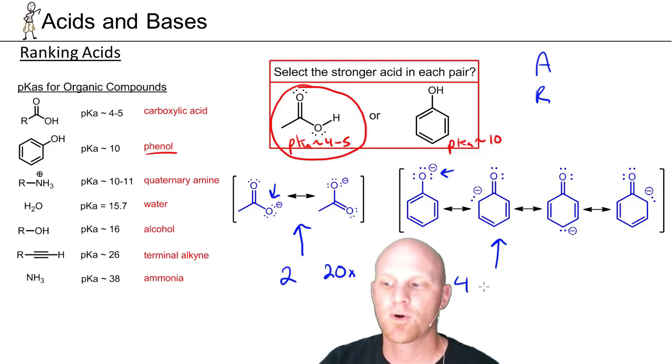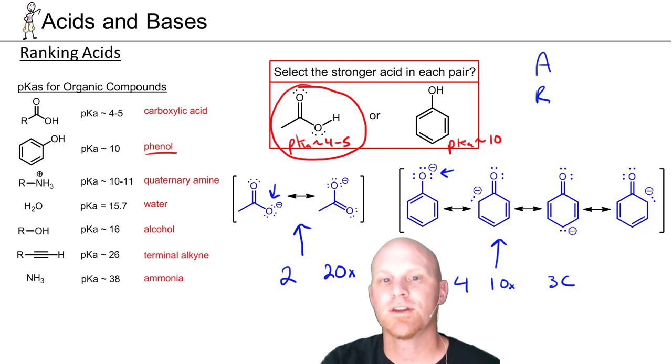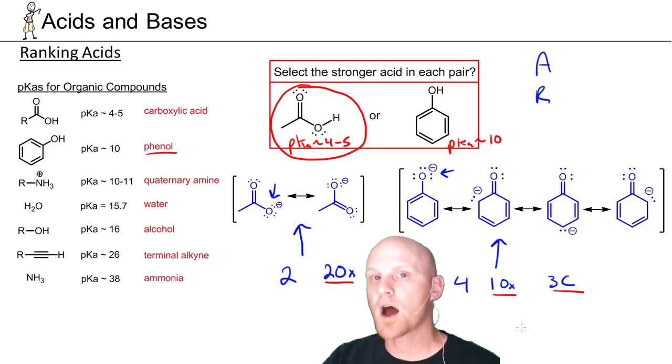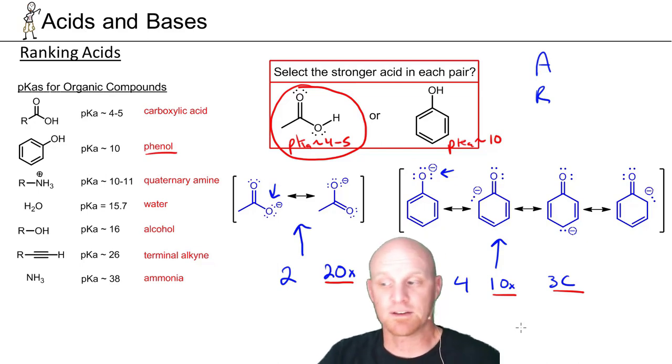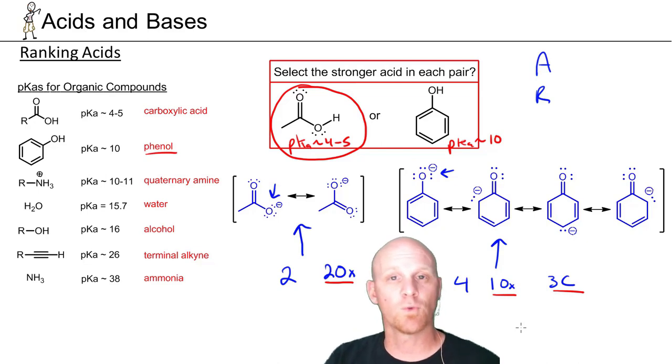Even though it's got four resonance structures, it's only sharing the negative charge on one oxygen and then three carbon atoms. And so the question becomes, is it better to share the negative charge on two oxygen atoms that are both electronegative, or on one electronegative oxygen and three not so electronegative carbon atoms? There's not an obvious answer here. It's something that you might only know with experience. We might try to intuit a little bit, but the truth is, you just have to be told this once and then remember it.